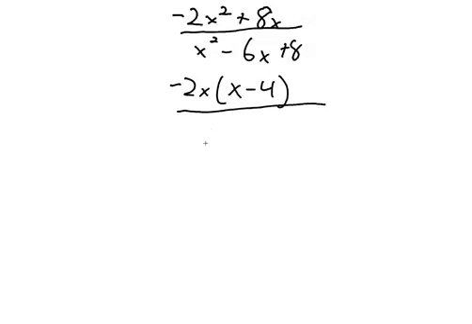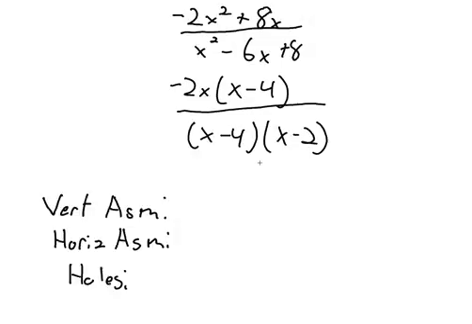So to factor, we're going to need two numbers that add up to negative 6 and multiply to positive 8. How about negative 4 and negative 2? That's correct. So when we do that, we get x minus 4, then x minus 2. And from here, we can find both our vertical asymptotes, our horizontal asymptotes, and any holes in the equation.